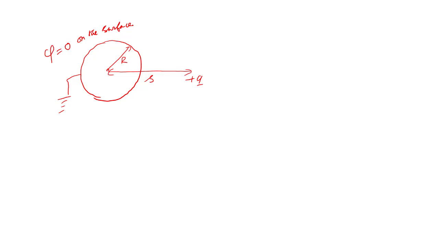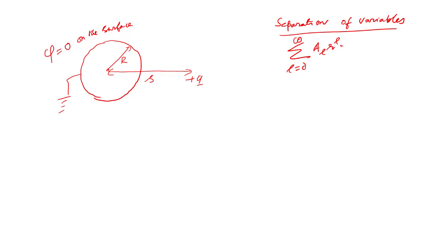So this is very easy to do with separation of variables. In fact, I would encourage you to see how you could do this with separation of variables. All right. So you would start with the general solution, the sum from l equal to 0 to infinity of A_l r^l plus B_l over r^(l+1), times P_l of cosine theta. So you would start with that and then figure out the answer.